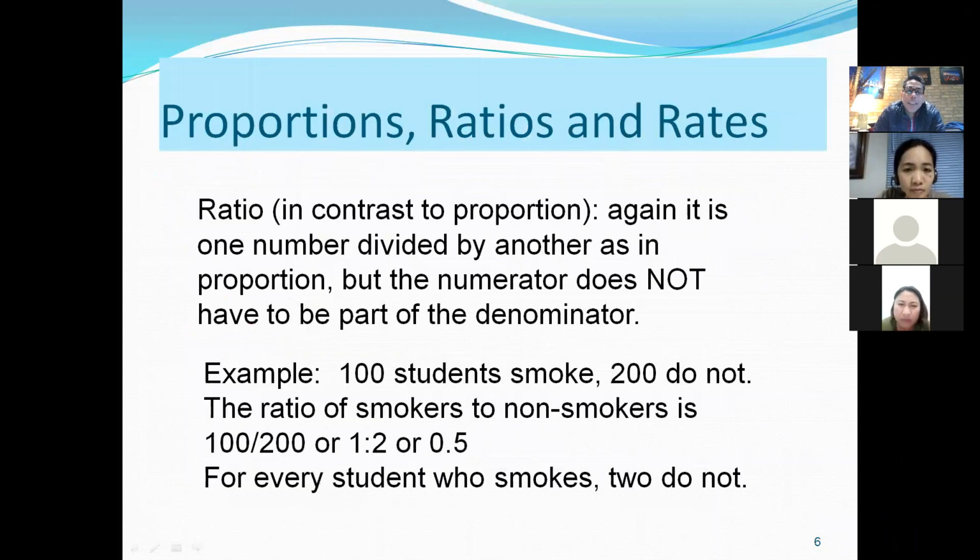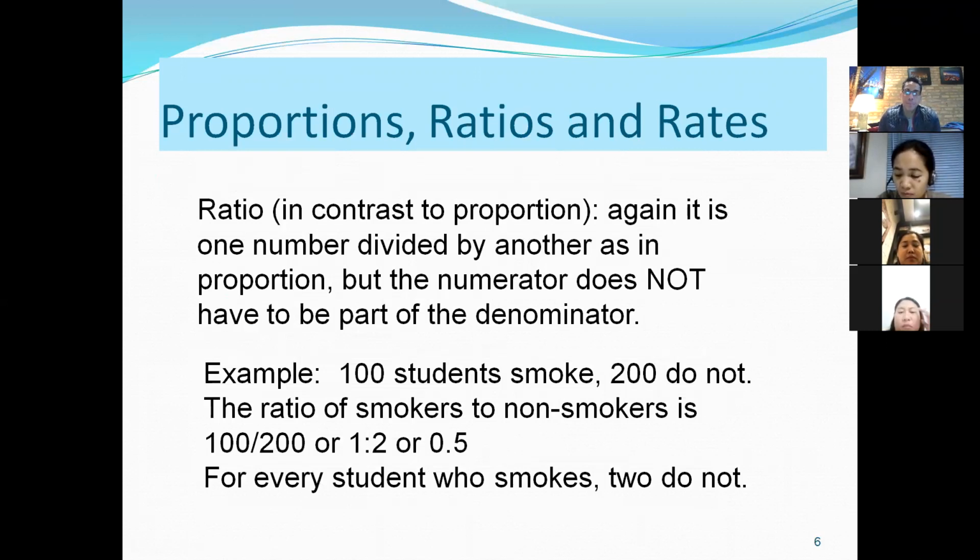Ratio. In contrast to proportion, a ratio is one number divided by another, like in proportion. But the numerator this time does not have to be part of the denominator. That's the main difference between proportion and ratio.